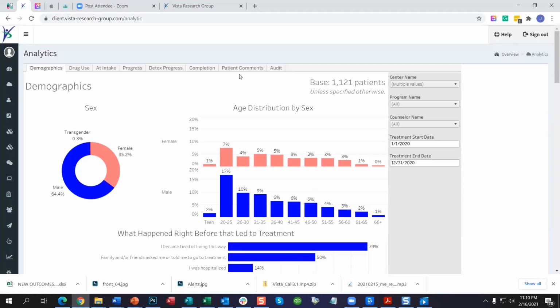So I think you can see that the data analytics platform allows you to pretty easily see what your center is doing well, and also to identify some potential areas for improvement, as well as seeing changes in your patient population over time.